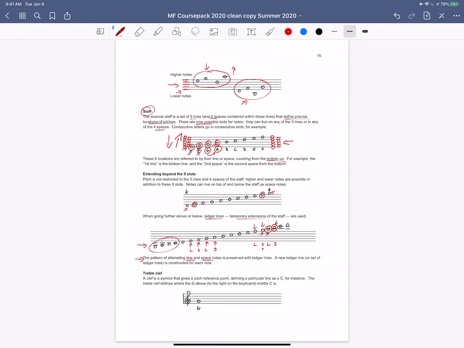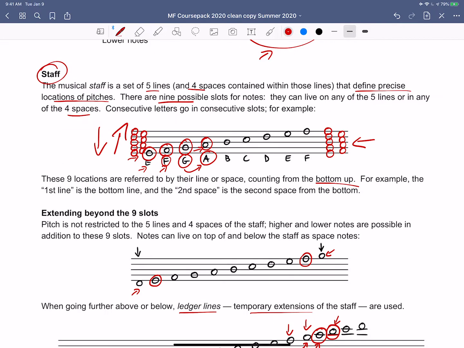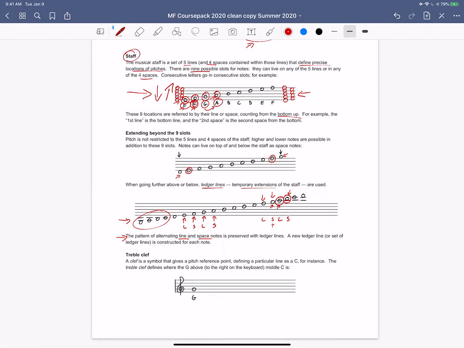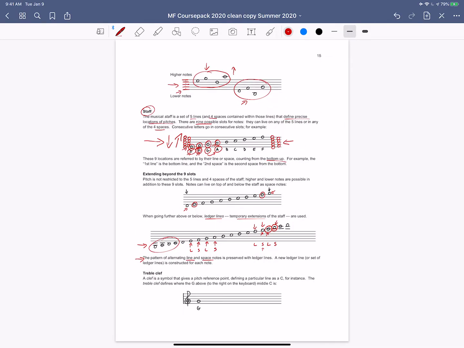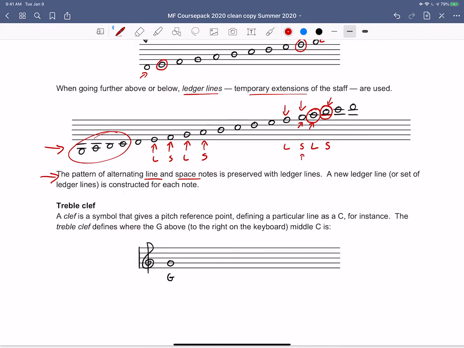In other words, how do you know which thing is a G, which thing is an A, which thing is a C? In the exercise towards the top of page 15, I just gave you that this is an E, this is an F. But the thing is, you will be able to tell which note is which if you pay attention to this symbol called a clef. And the first clef we're going to talk about is treble clef.